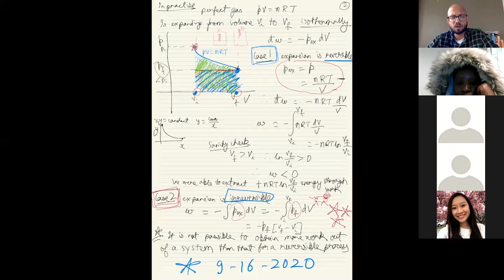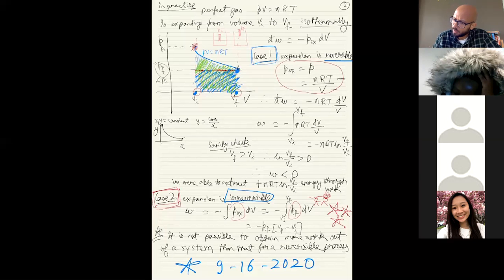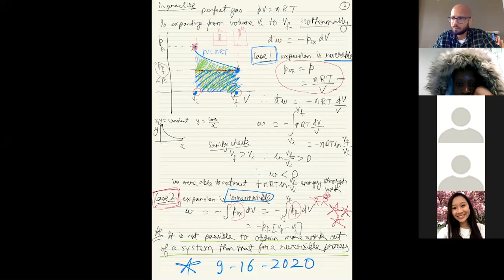The maximum work you can get out of a system, and this is such a generic philosophical point: if you maintain equilibrium, you can do better. If you drive yourself out of equilibrium, things go funky and it won't work. So it is not possible to obtain more work out of a system than that for a reversible process.